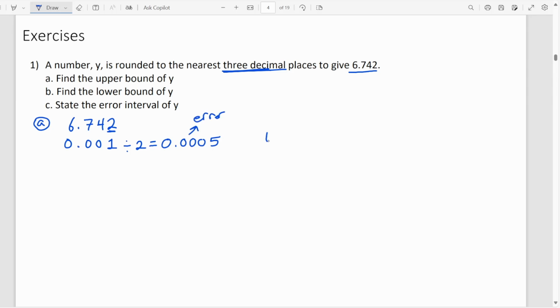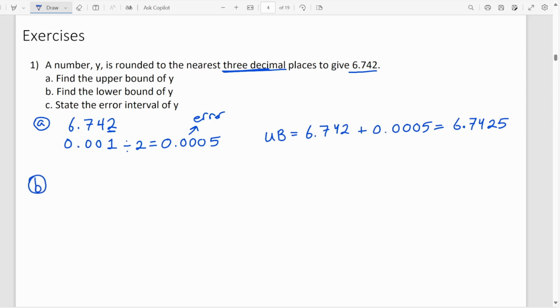So let's find the upper bound. So the upper bound is equal to 6.742 plus 0.0005. You can put that on the calculator if it makes you feel more comfortable, or just write down the answer right there. Okay, so now part B.